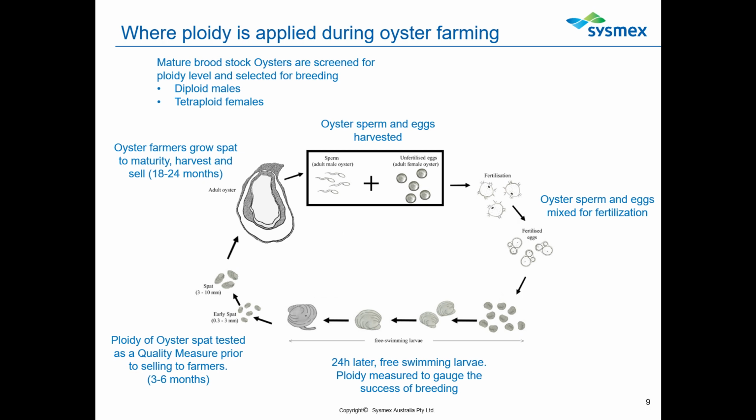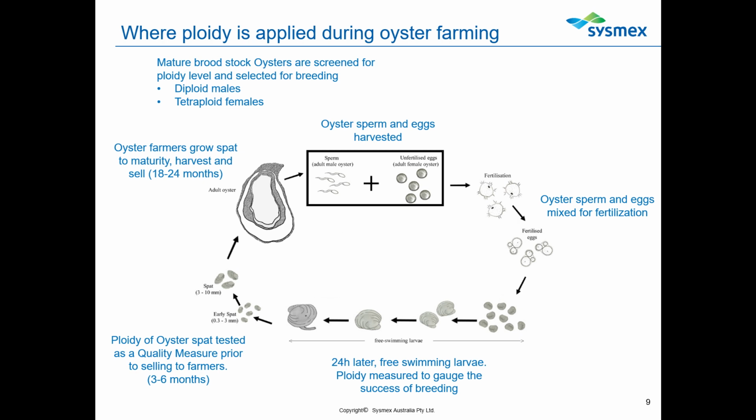So they want diploid males and tetraploid females. This is males with 2 copies, females with 4 copies, so a 4N female. Then they harvest the oyster sperm and the oyster eggs and mix them together for fertilization. When they cross the 2N and the 4N, they end up with a 3N batch of fertilized eggs. Those fertilized eggs within 24 hours turn into free swimming larvae.